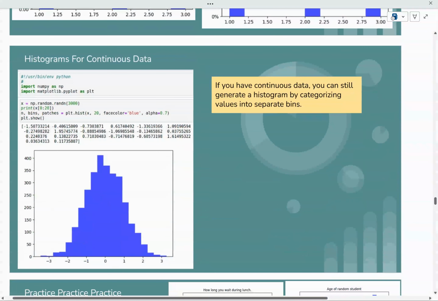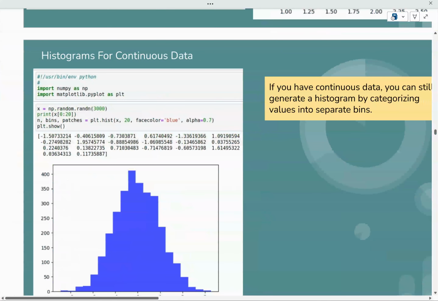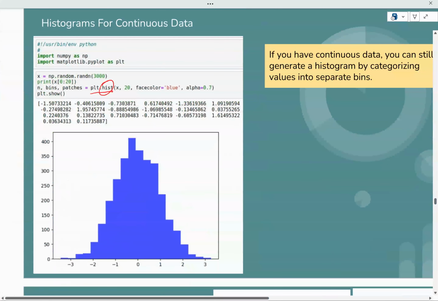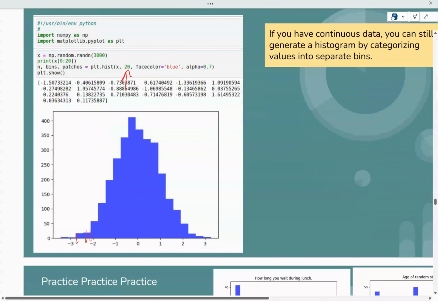Or if you have some data that's much, much larger, I generated some random data. You can see random. And then once I generated this random data, once again use the histogram command. Basically, I put the data in. And 20 here is saying that I'm splitting it into 20 blocks, right? You can make it thinner or fatter if you want. And this face color, blue, is just saying I want a blue color with a little lighter blue color. That's all. And then this just shows it.